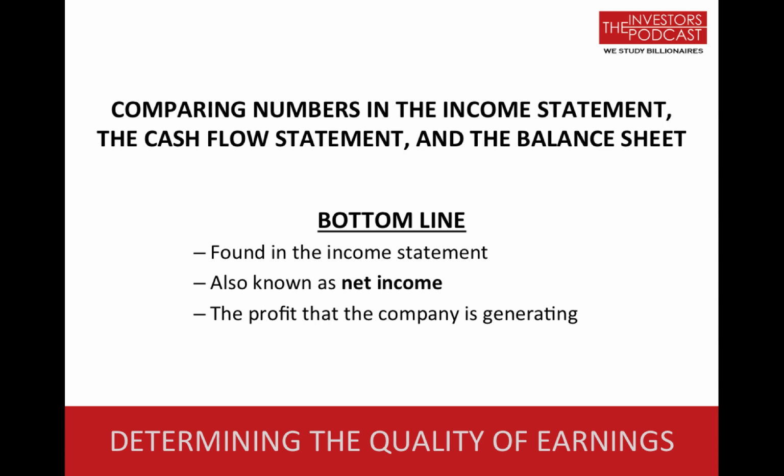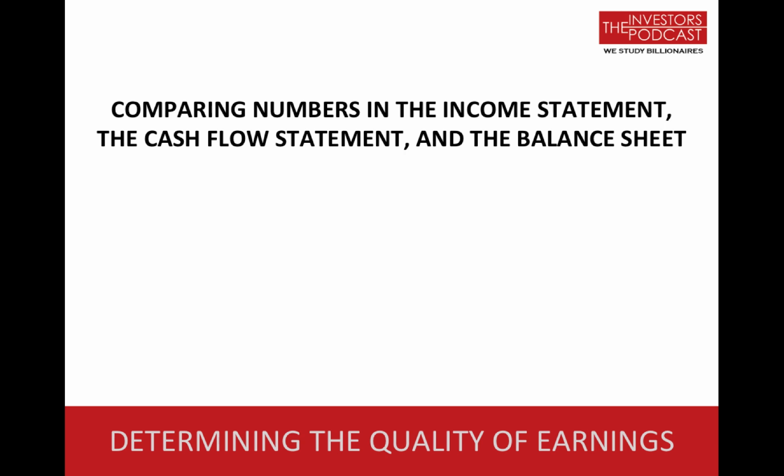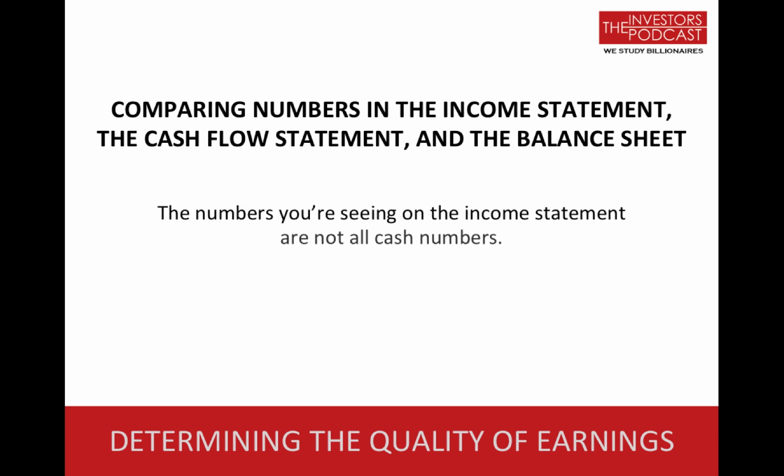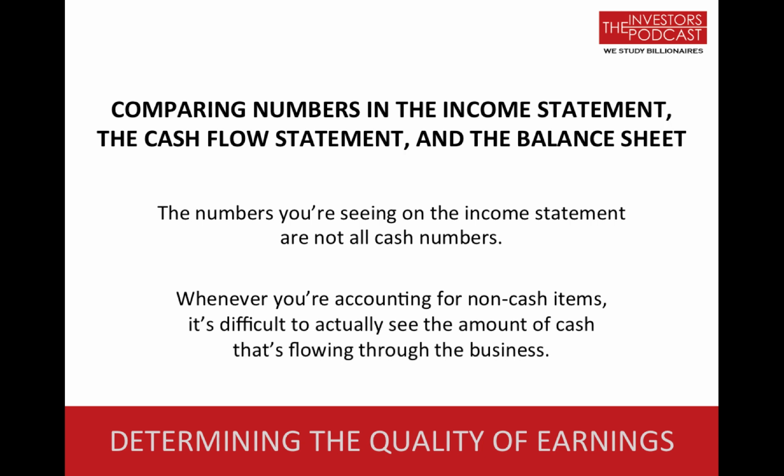Now, the main reason for this is that the number that you're seeing on the income statement is not all cash numbers. So you've got depreciation, which is being accounted for on the income statement. You have other non-cash items, which are being accounted for in the income statement. And whenever you're accounting for these non-cash items, it's really difficult to actually see the amount of cash that's flowing through the business, almost like blood flowing through the body.